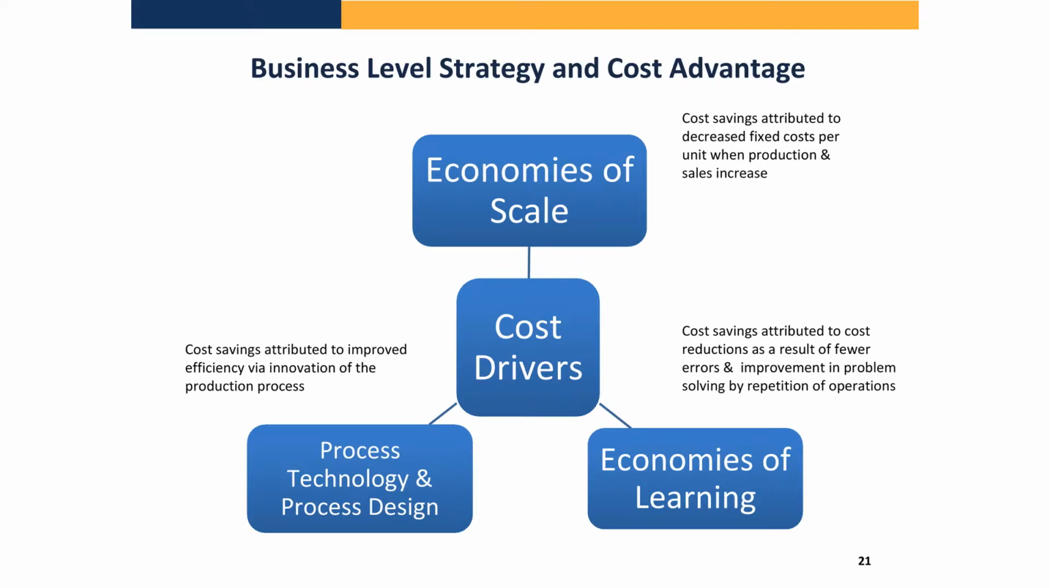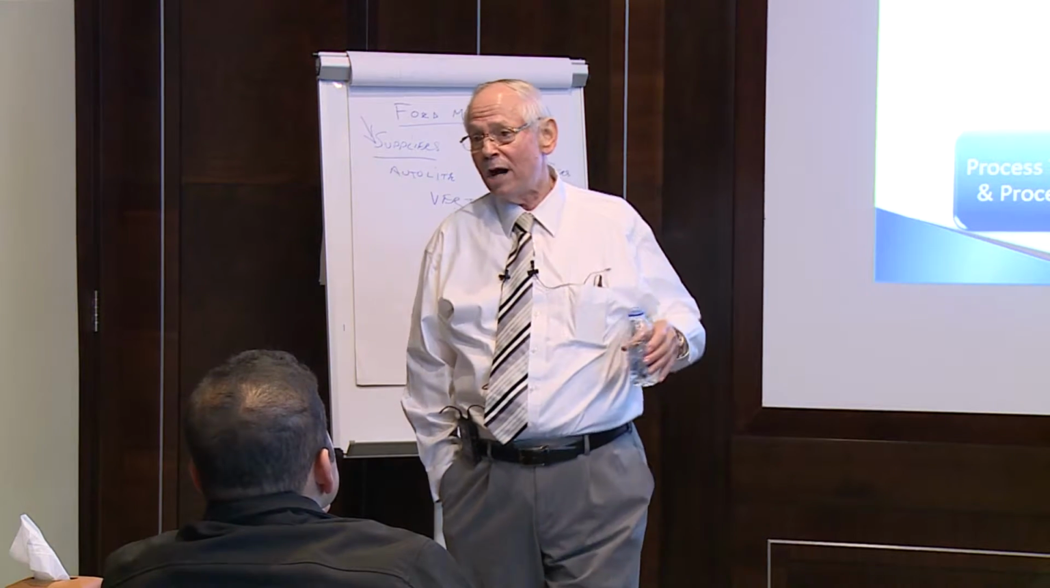So business level strategy and cost advantage. Economy of scale: cost savings attributed to decreased fixed costs per unit when production and sales increase. Economies of learning: cost savings attributed to cost reductions as a result of fewer errors and improvement in problem solving by repetition of operations. The idea of economy of learning is the more repetition that your employees have on the job, the better they become at that job with fewer errors.